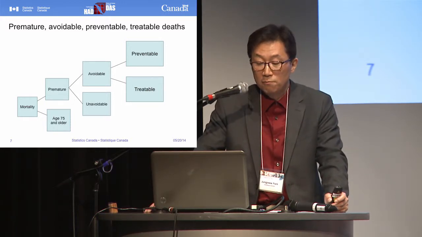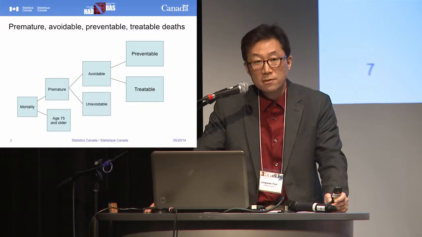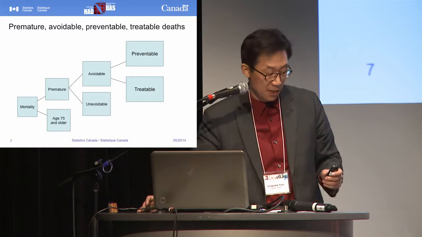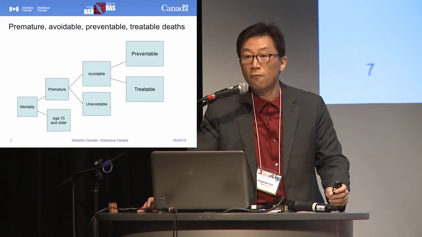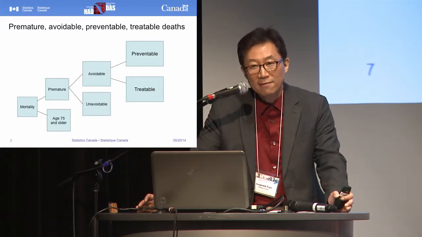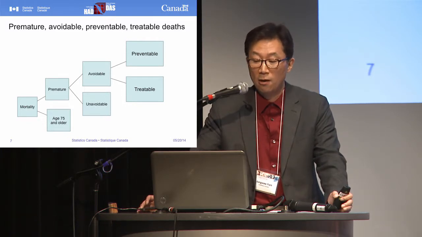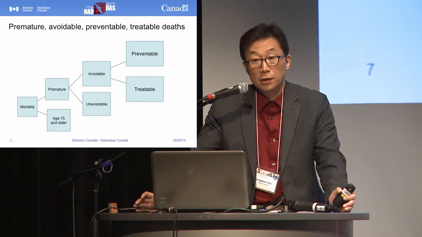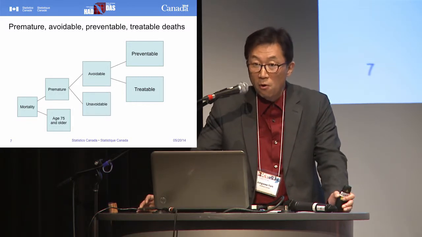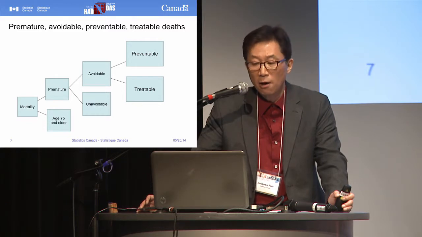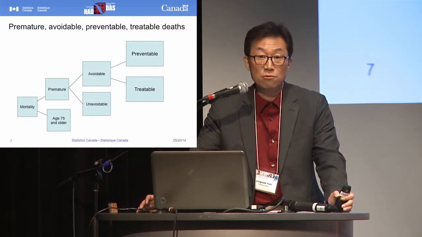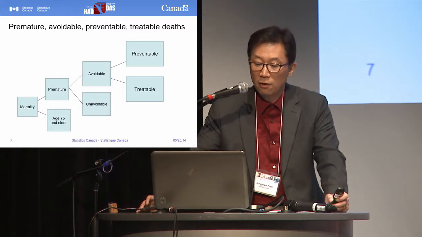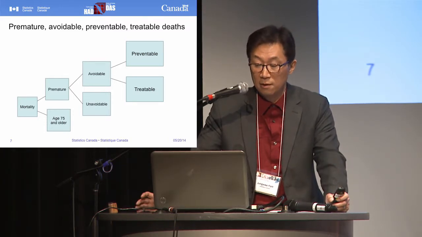But under the premature death, we have avoidable causes and unavoidable causes. We are interested in these avoidable causes because that's the death that should not happen. And under the avoidable death, we have two different groups of causes. Some deaths are avoidable because we can do something about them with a good measure of prevention. And the other part of the avoidable death is treatable death.